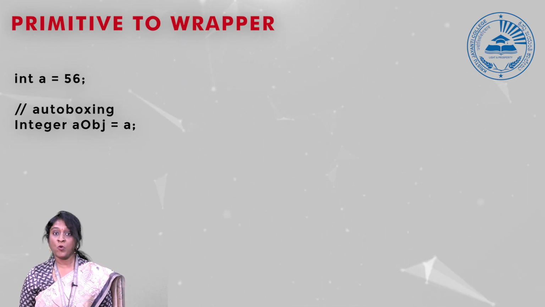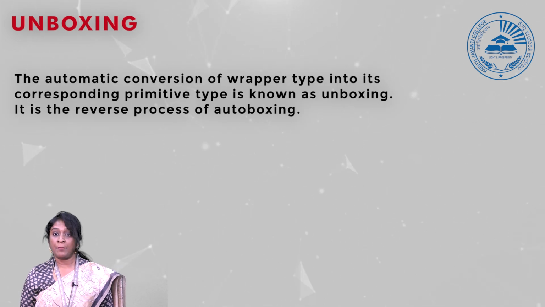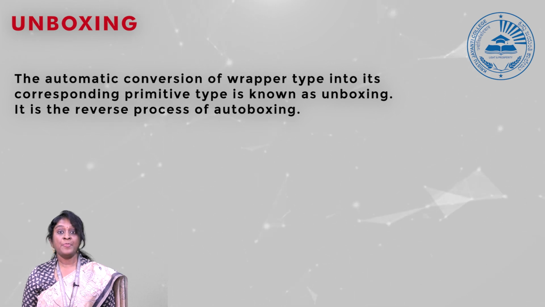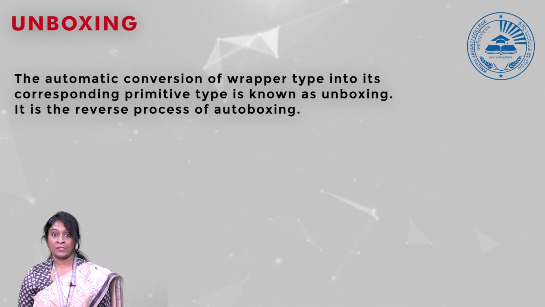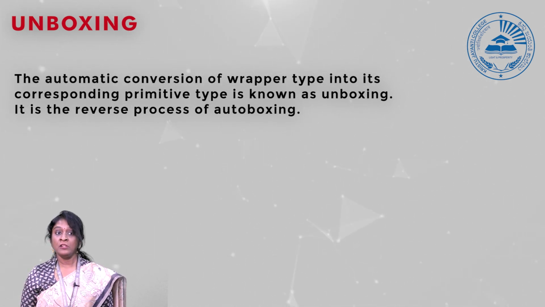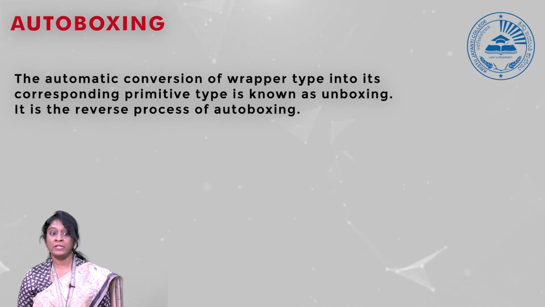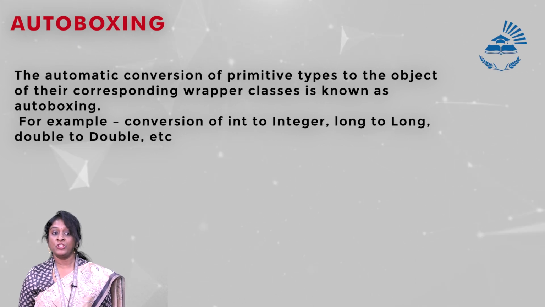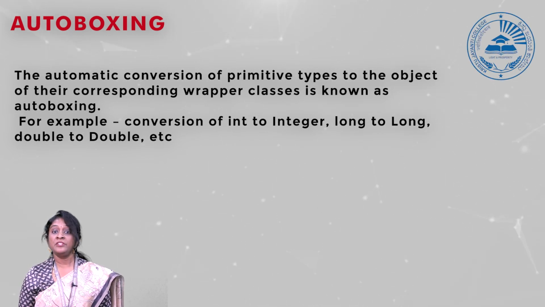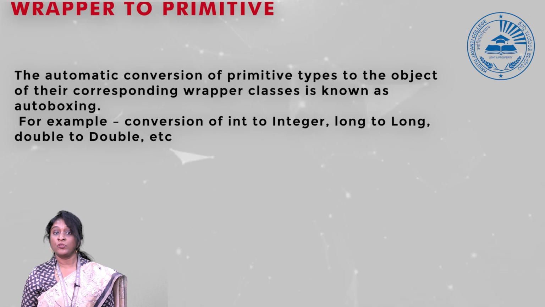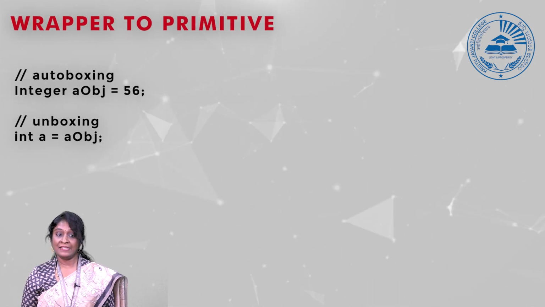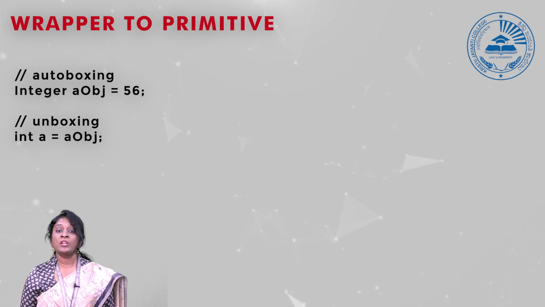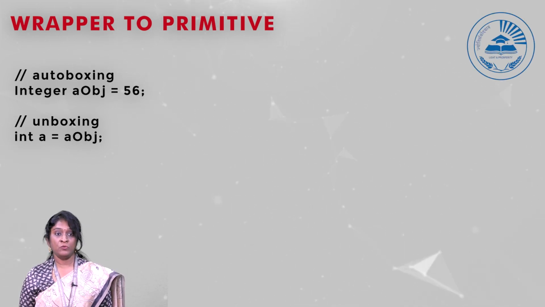Next comes unboxing. The automatic conversion of the wrapper type into its corresponding primitive type is known as unboxing, and this is the reverse process of autoboxing. This is an example of converting from the wrapper to the primitive. As we specified in the last slide, autoboxing is Integer aObject = 56, where Integer is the wrapper class and aObject is the wrapper object, and for unboxing it is int a = aObject. This unboxes the wrapper object into the primitive data type.